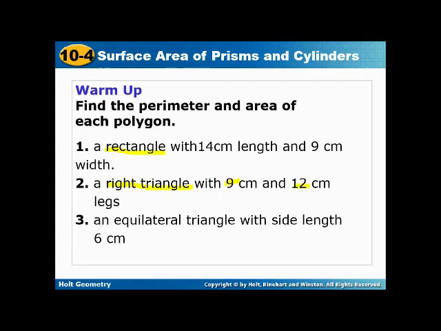For the equilateral triangle, it is a special triangle, and if we want to find the area, we have to find the height of the triangle, which is in the special right triangle 30, 60, 90. As a homework, I want you to solve these questions in order to start the lesson.